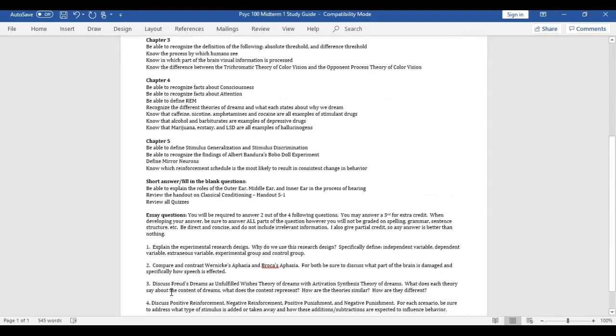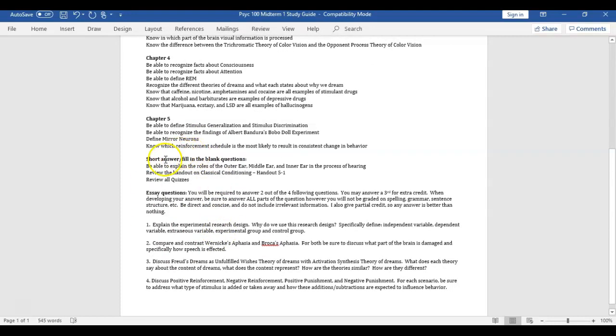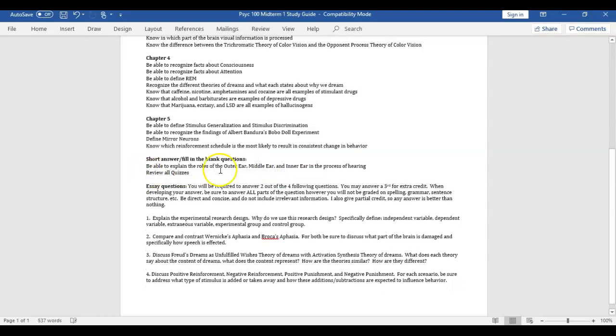Then there are a couple of other things that are mentioned to study. So, short answer, fill in the blank questions. This is an actual question that will be on the exam, so be able to explain the roles of the outer ear, middle ear, and inner ear in the process of hearing. And then it says to review handout classical conditioning 5.1 or 5-1. I'm actually taking this off of the exam. It was extra credit anyway, but it is a little too complicated to put into the exam on Canvas. So you do not have to study that. So I'm actually going to just delete that.